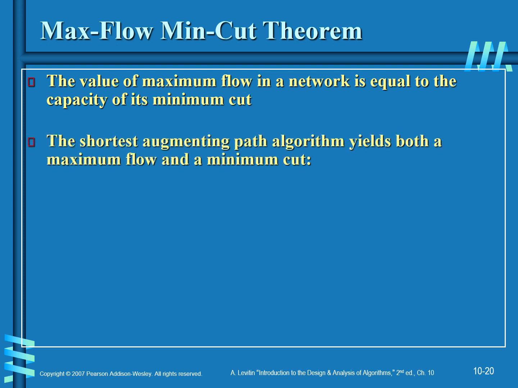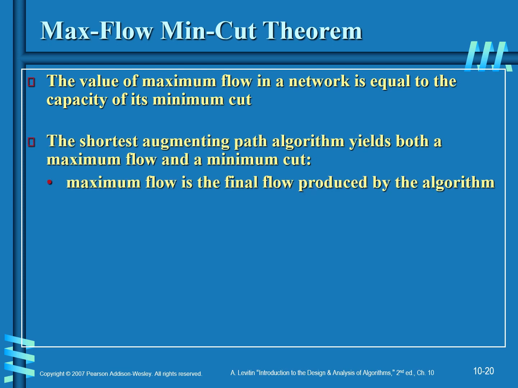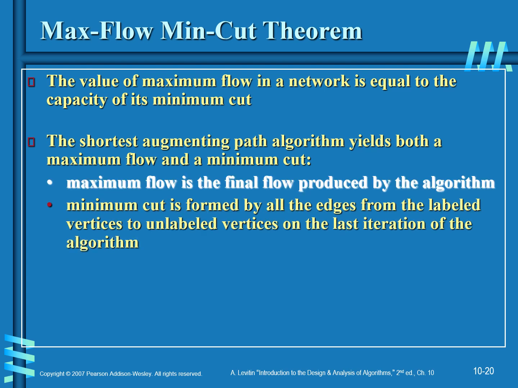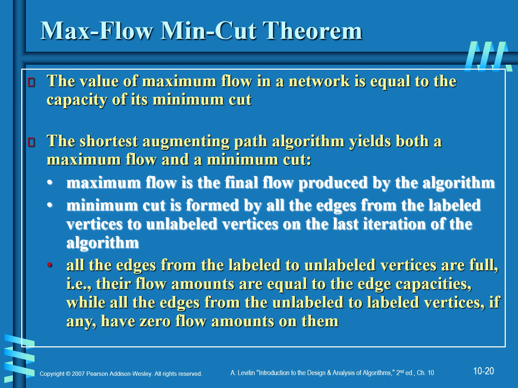This is called the max-flow min-cut theorem. The value of a maximum flow in a network is equal to the capacity of its minimum cut. So the maximum flow that can be passed on to that network is 5, because that min cut has the capacity 5. The shortest augmenting path algorithm yields both a maximum flow and a minimum cut. The maximum flow is the final flow produced by that algorithm. The minimum cut is formed by all the edges from the labeled vertices to unlabeled vertices of the last iteration of this algorithm.